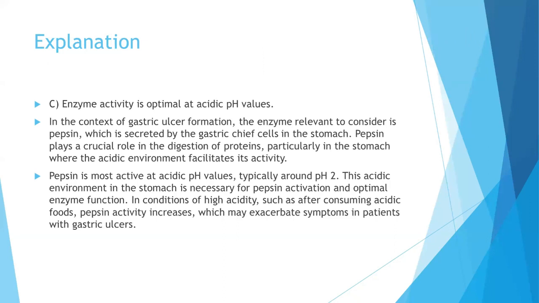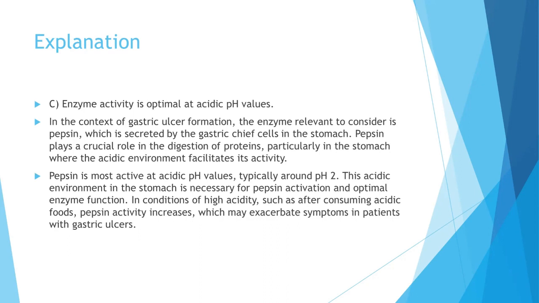So enzyme activity is optimal at acidic pH values. In the context of gastric ulcer formation, the enzyme relevant to consider is pepsin, which is secreted by the gastric chief cells in the stomach. Pepsin plays a crucial role in the digestion of proteins, particularly in the stomach, where the acidic environment facilitates this activity. Pepsin is most active at acidic pH values, typically around pH 2.